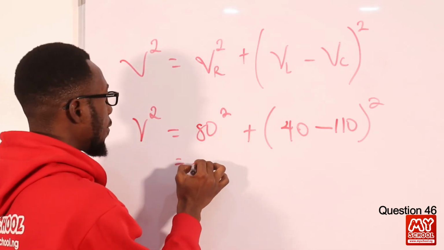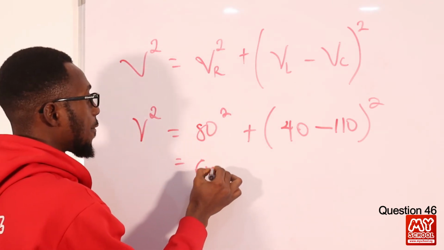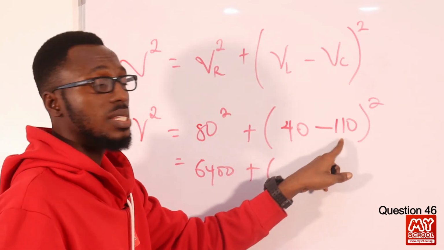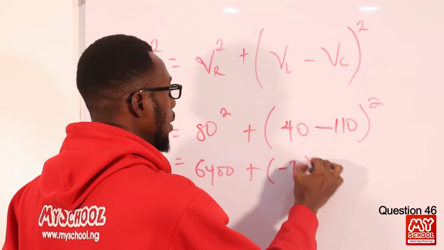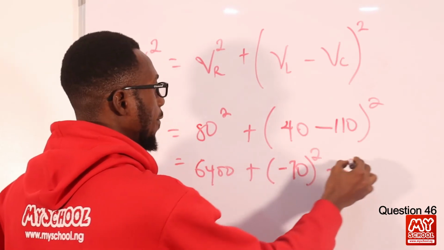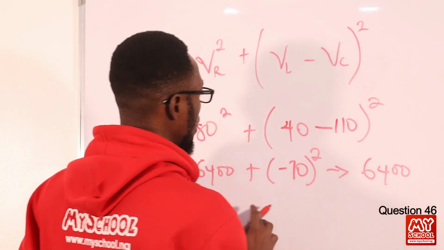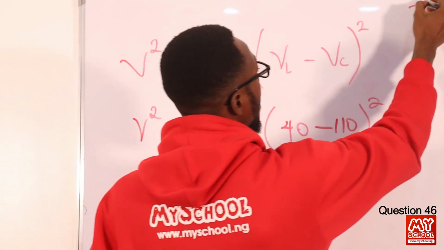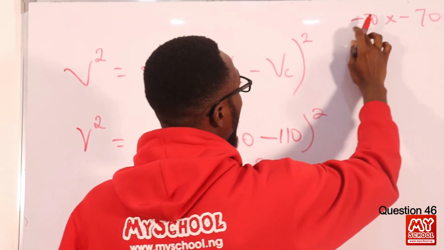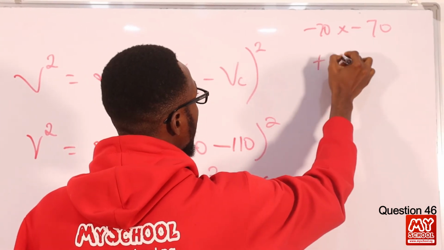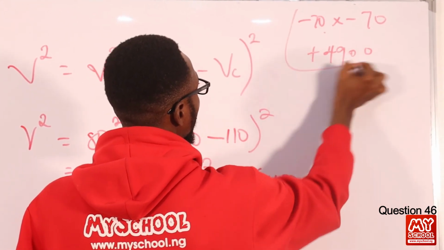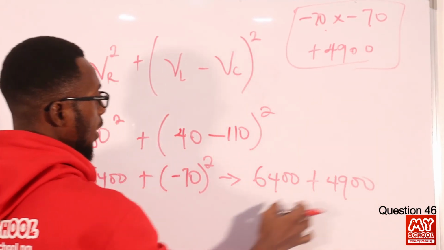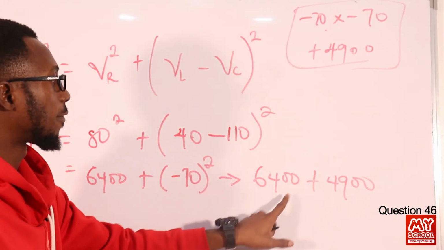So basically I have 80 squared, so that is 6,400, plus bracket 40 minus 110, that is minus 70, raised to power 2 actually. That is minus 70 times minus 70. Minus times minus, that is plus. 7 times 7, that is 49. Then I have 2 zeros, so I have 4,900. If I add this up, 6 plus 4, that is 10. 4 plus 9, that is 13.